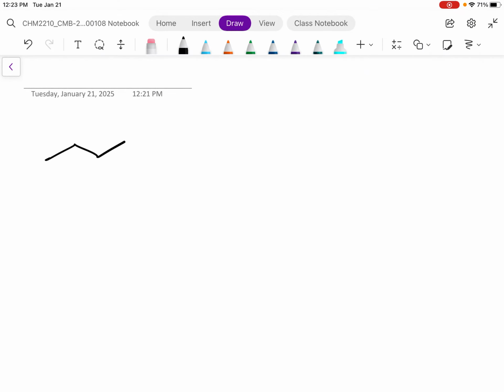Okay, let's draw ourselves a molecule. We have a carbocation right there. Is this legal? In organic chemistry terms, come on, people. Is that a valid resonance structure? All right.